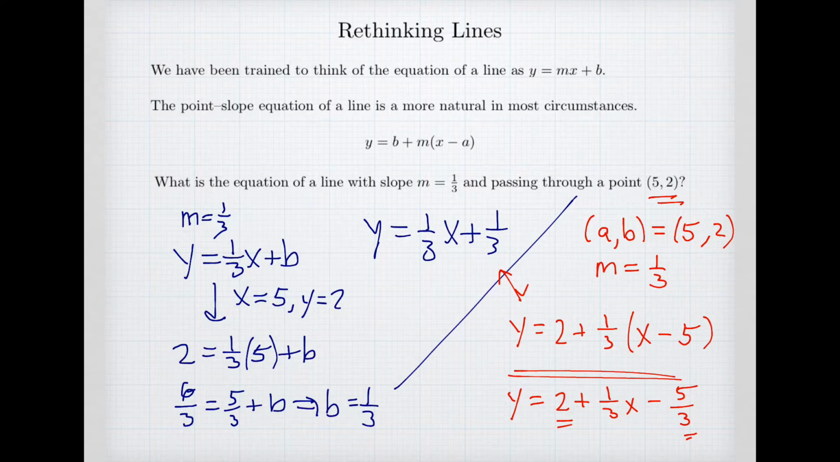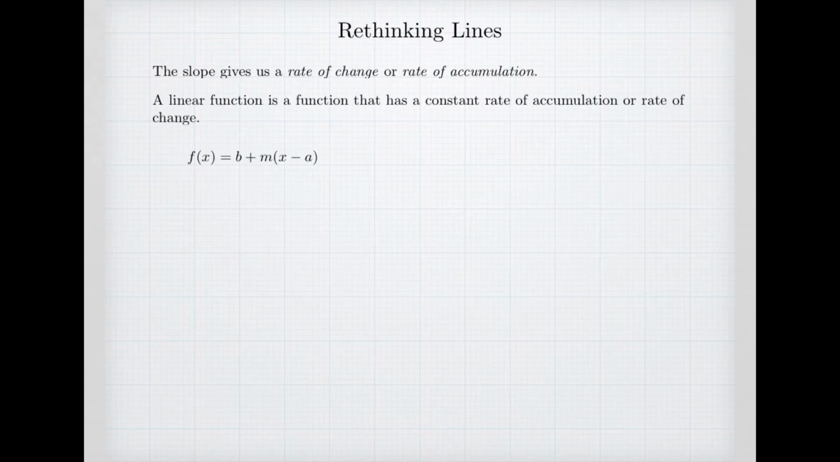Now there's another reason I like the point slope formula of a line, and that has to do with accumulation. Accumulation is the idea that we start at a value and I'm adding a whole bunch of changes. I'm just gathering changes and recording them and keeping track of all my changes to get a final value. And the slope on a line gives us the rate of change, or the rate of accumulation. And linear functions, the ones we're used to from algebra, are functions that have a constant rate of accumulation or a constant rate of change. And so the slope is the rate of change, and for a line it's the same value for everything.